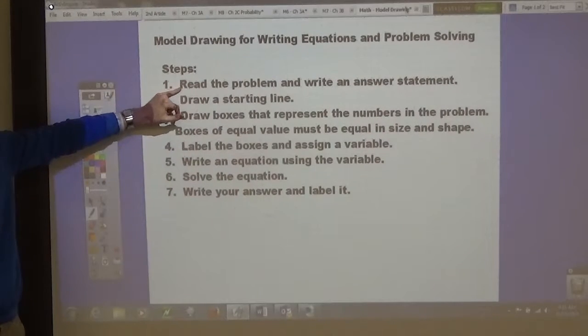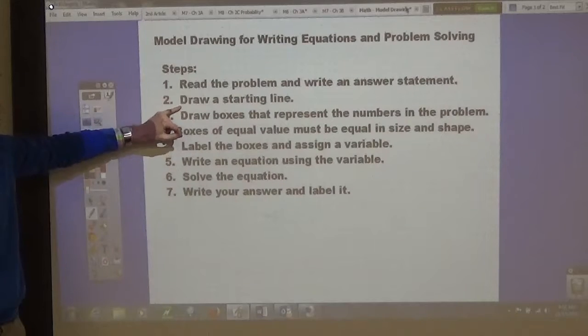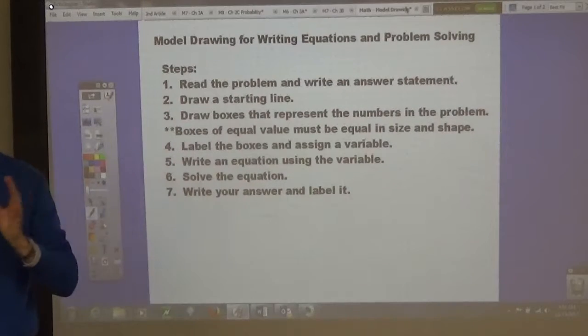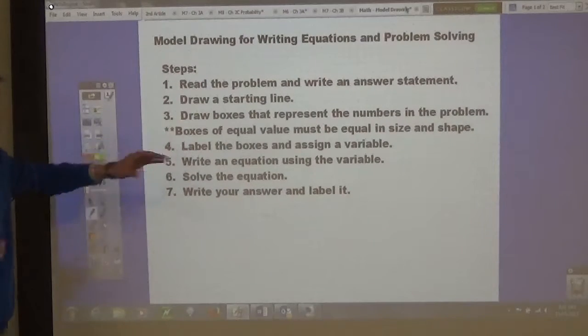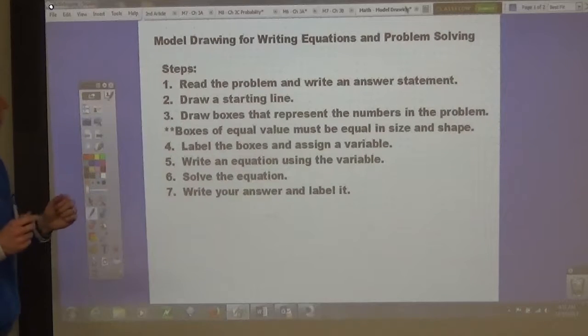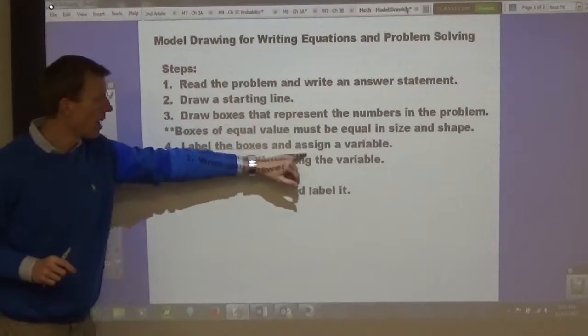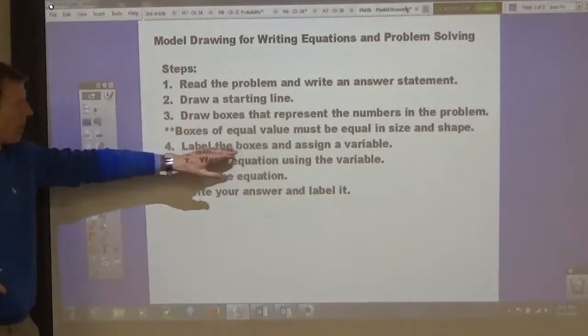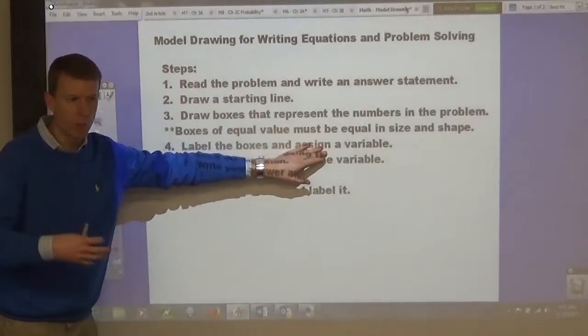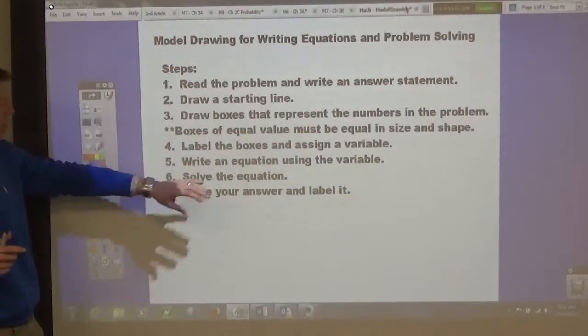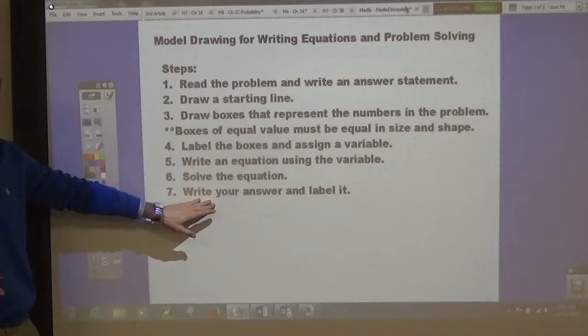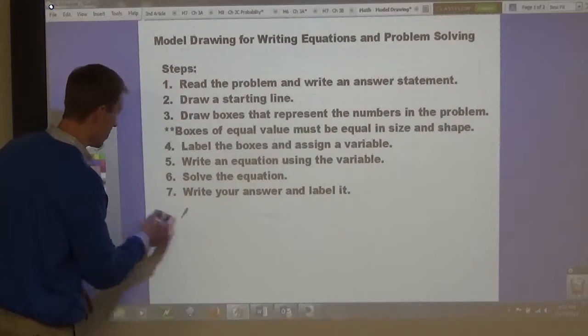What we're going to do is read the problem and write an answer statement. Then we're going to draw it out using boxes that represent the numbers. And when you draw boxes, you want to draw them so that equal value boxes are the same size. And then assign a variable to the boxes that you don't know. So you're going to label the boxes and assign a variable, which is the algebra part of this, okay? Then, using that model, you're going to write an equation, solve the equation, and then write your answer and label it. Okay?